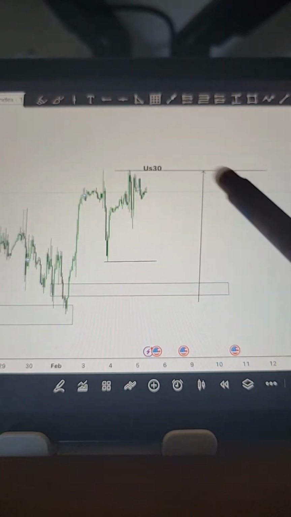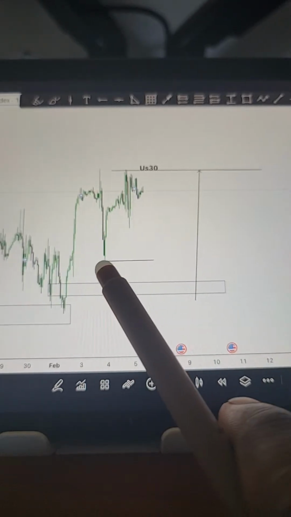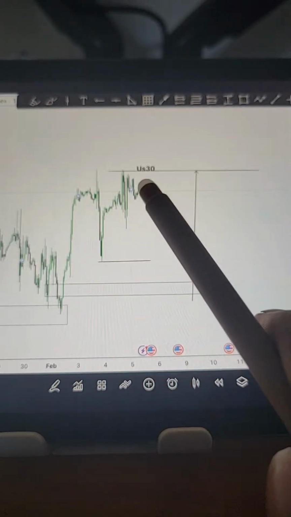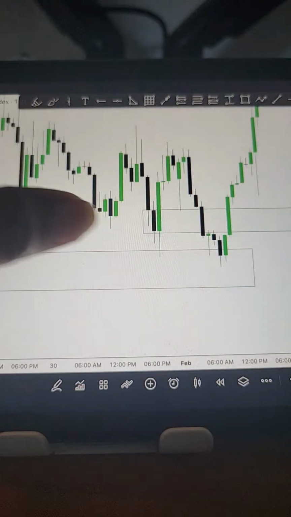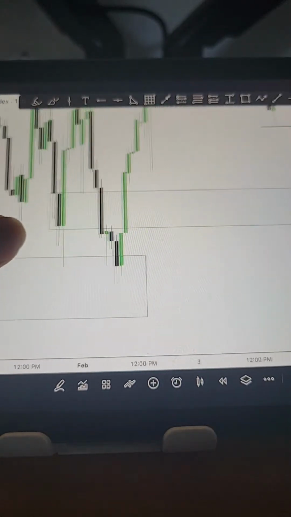I want price to do a pullback to this zone and take out this low here. A lot of people will be setting their stop loss here and holding this buy. So price might come back, take them out, come back again, take this low out and tap into this inverse fair value gap that I just marked out here. This is a very, very key level. Let me expand it so you can see why I marked out that zone and why that zone is very, very key.